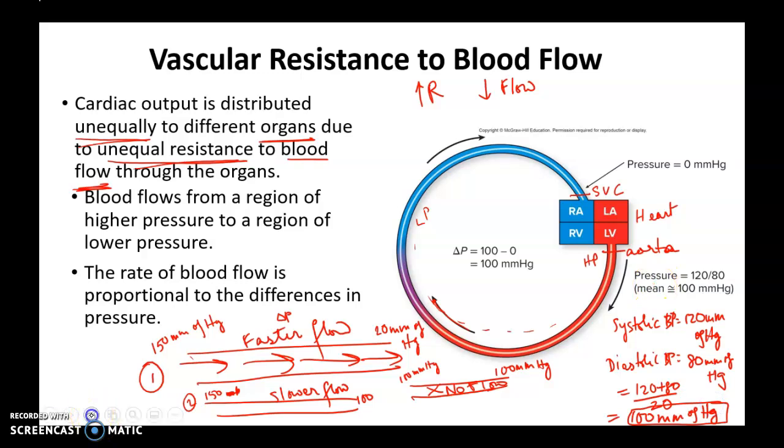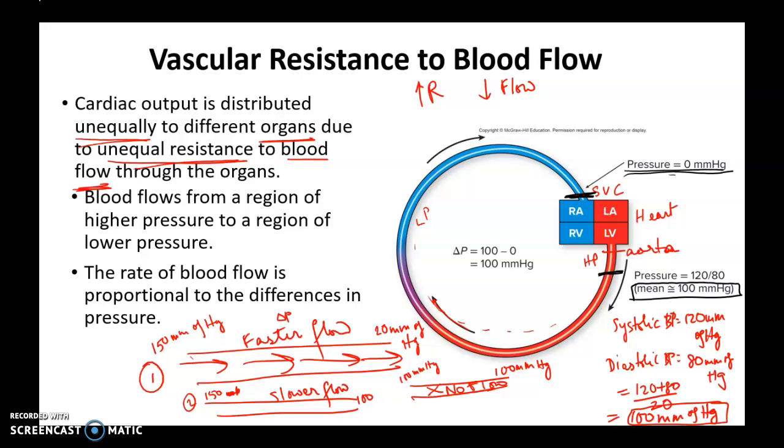Let me see if I can change color. Yay, I can. Awesome. So this is the mean pressure in the aorta. It's 100 millimeters of mercury. So we can say that at this point, the pressure is actually 100 millimeters of mercury. All right, now what is the pressure at the superior vena cava here? Very, very low. It's about 0, no pressure, 0 millimeters of mercury.